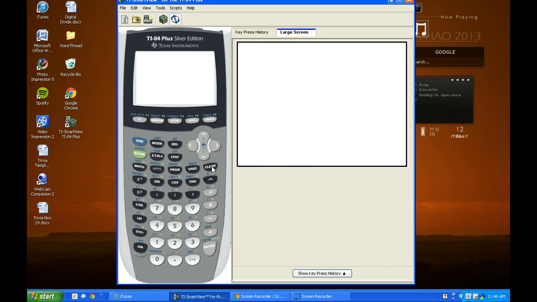So, to summarize, the enter key, the clear key, the parentheses, negative sign, power keys, and the second function key.